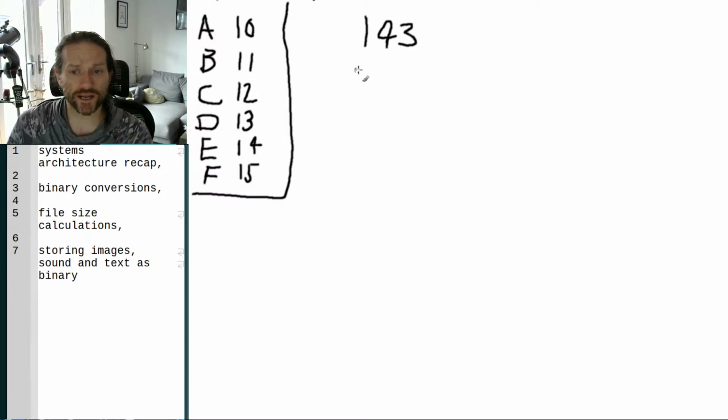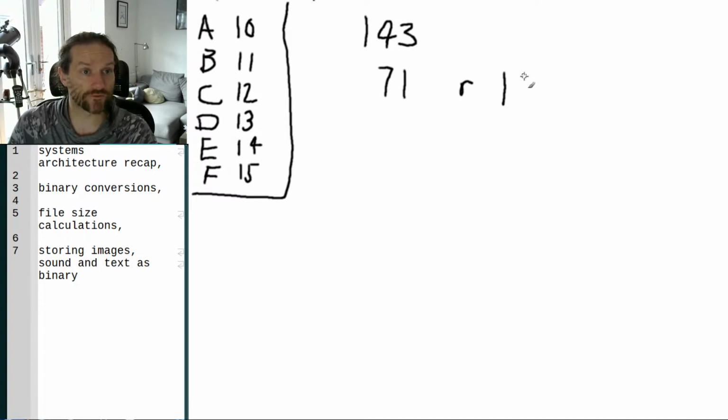So if we divide 143 by 2, 2's into 14 is 7, remainder nothing. 2's into 3 is 1. So it's 71 remainder 1. If you've got an odd number and you divide by 2, it's going to have a remainder 1; an even number is going to have a remainder 0. So that's dividing by 2 once.